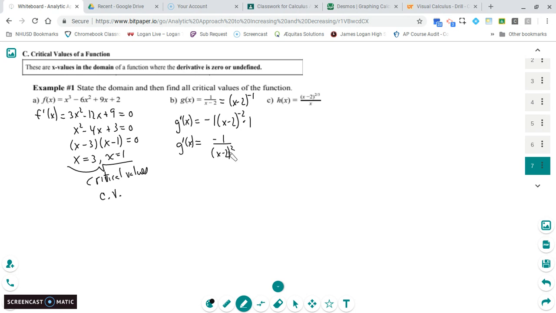However, there is an undefined value in the denominator at x equals 2. So g prime is undefined at x equals 2. And so that's my critical value.